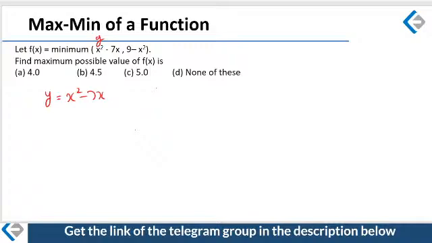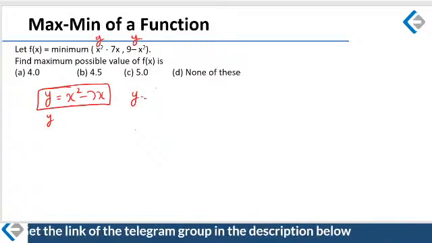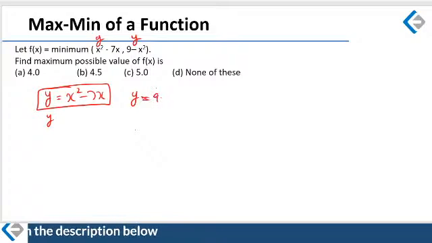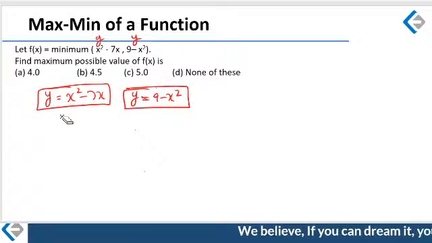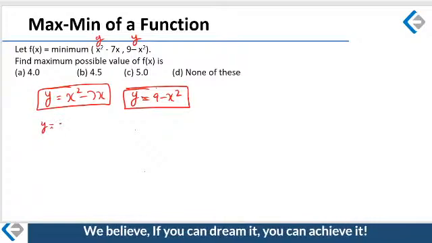Y is equal to x square minus 7x. That's one equation. What's the second equation here? Y is equal to 9 minus x square. That's the second equation. How do I write the first equation? Y is equal to x times x minus 7. And therefore, what are the critical points? One of the critical points is 0. Another critical point is 7.